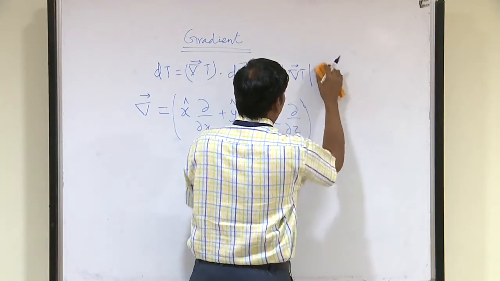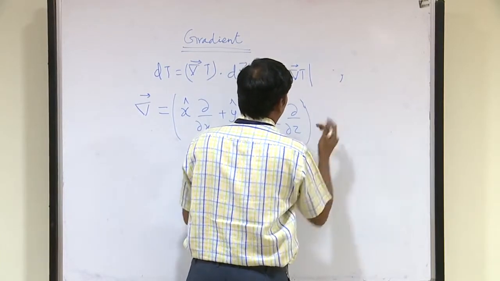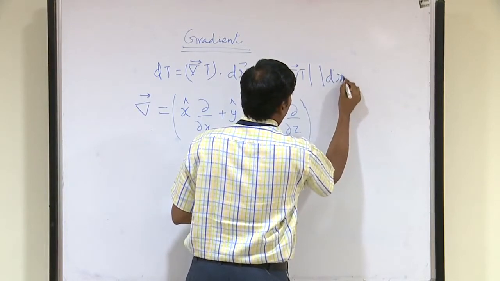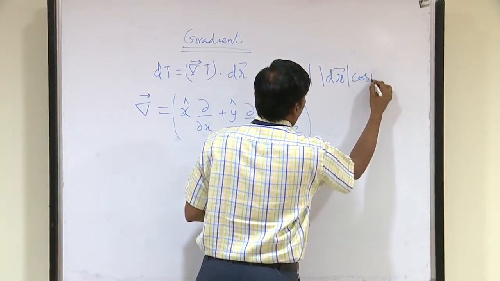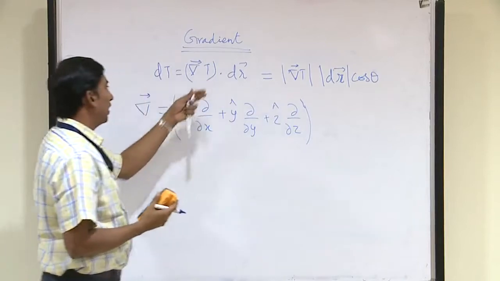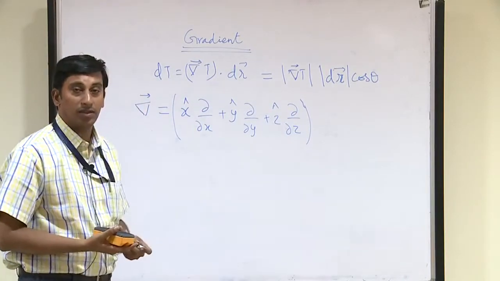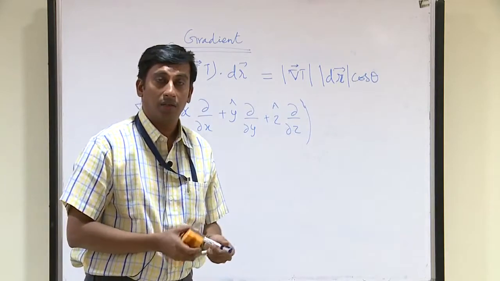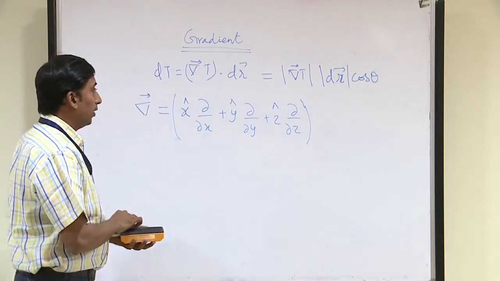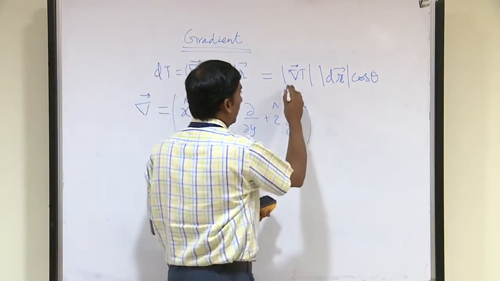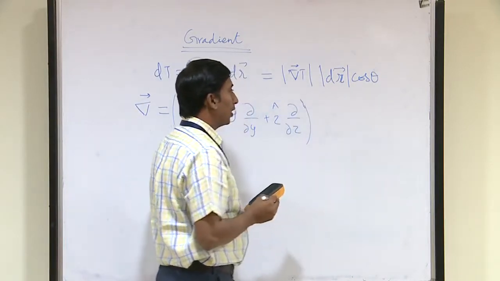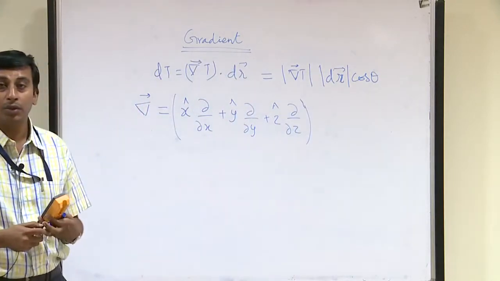So what is this equal to? If it is a dot product of del T into dr, that is what is going to tell you the infinitesimal change in the temperature function T, which is a function of x, y, z, and this is equal to modulus of del T into modulus of dr into cos theta.